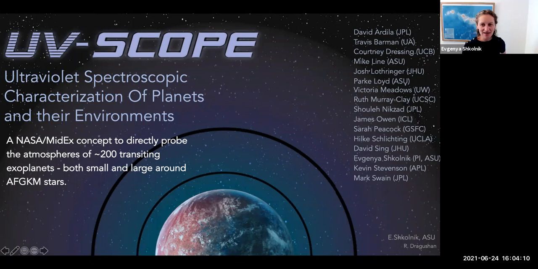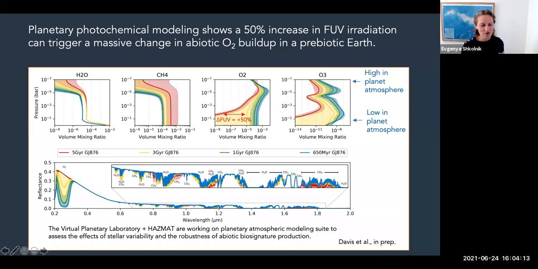And so all of these data, both from SPARCS and from UV Scope and still ongoing programs with HST, are to help us understand the planet's atmosphere, both for large and small planets. But here's an example specifically for prebiotic Earth, right? This is showing you a model, again by Evan Davis and collaborators from VPL, where what we're showing here is these spaghetti plots, right?